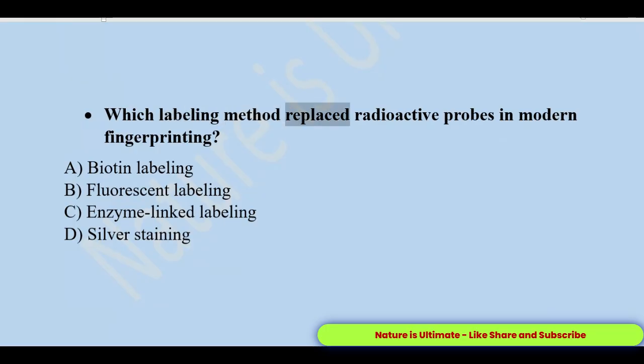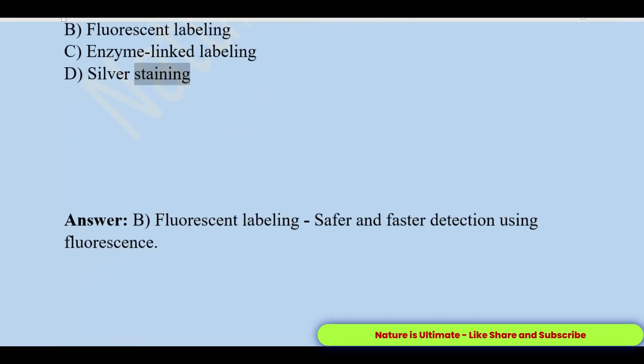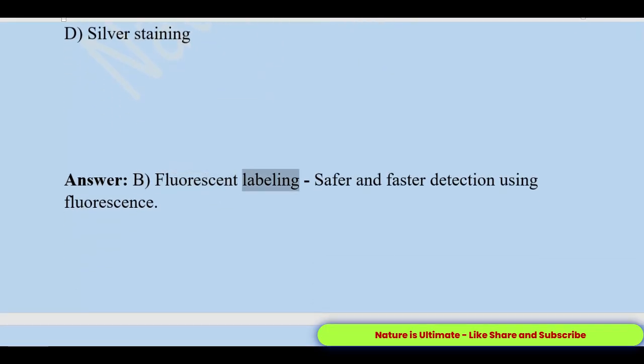Which labeling method replaced radioactive probes in modern fingerprinting? A. Biotin labeling, B. Fluorescent labeling, C. Enzyme-linked labeling, D. Silver staining. Answer: B. Fluorescent labeling, safer and faster detection using fluorescence.